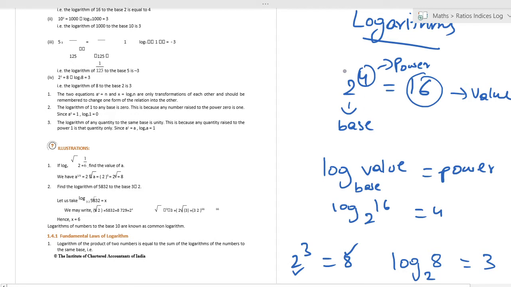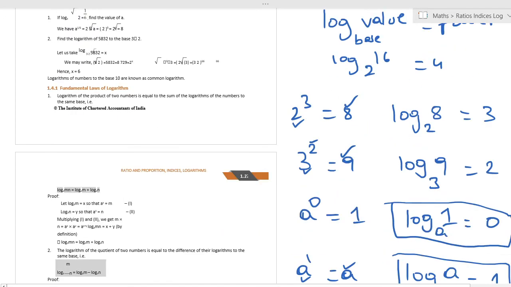So we can express this in the form of a logarithm. Logarithm can be expressed as log of value to the base equals power. So basically, logarithm returns the power to you. So log of 16 to the base 2 gives you 4. We have taken the value and the base, and we get the power.